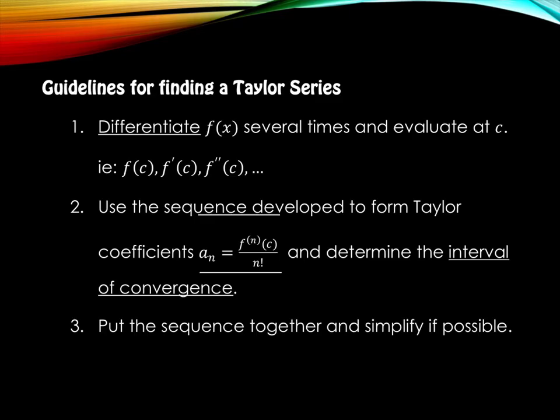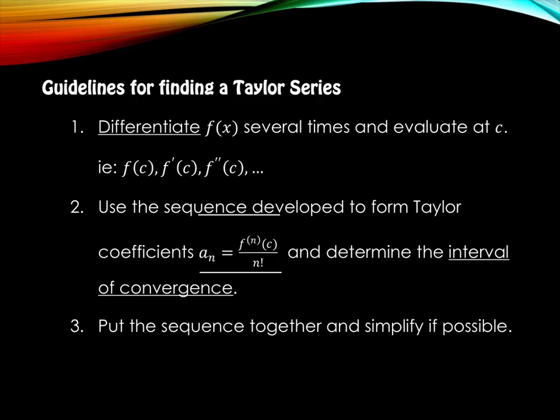So we differentiate several times, and that several is ambiguous on purpose. How many times you differentiate will depend on when you start to see a pattern developing. Once you see a pattern developing, you kind of stop. So generally speaking, maybe 3, 4, 5 times you're going to do it. And you're going to evaluate them at the c value. So you're going to find f of c, f prime of c, f double prime of c, f triple prime of c, however many of them you need.